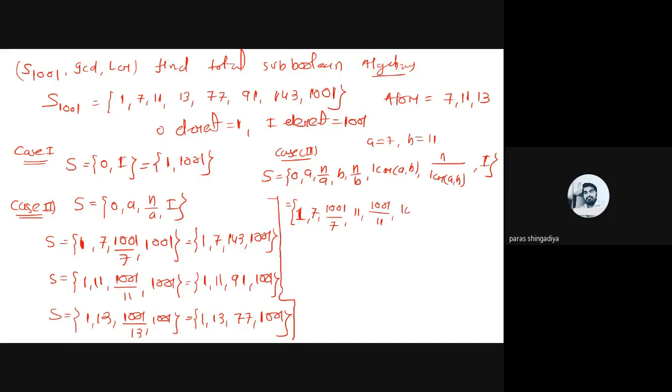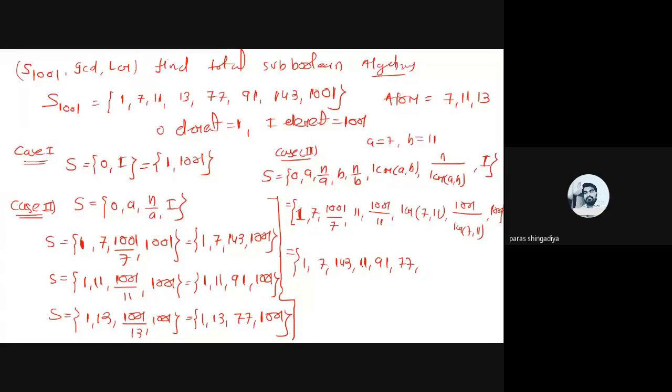Then after that, LCM of 7 and 11, and n upon 1001 divided by LCM of 7 comma 11, and the I element is 1001. Okay, so this is equal to 1. Then 7, 1001 by 7, that will be 143. 11, 1001 by 11, that is equal to 91. And then the LCM will be 77. Okay, 7 into 11 will be 77.